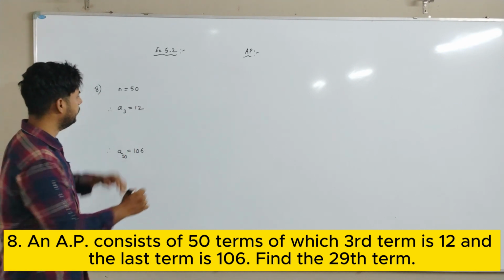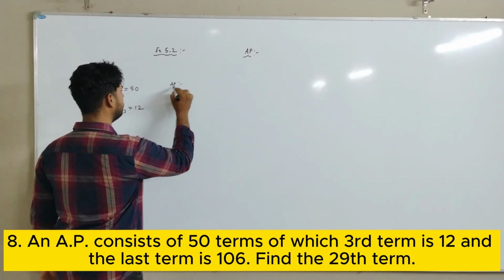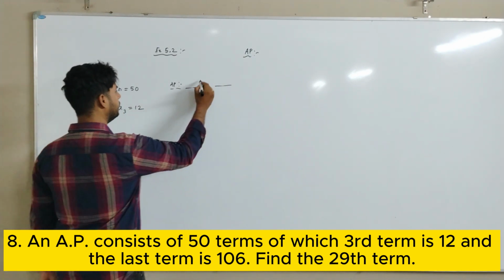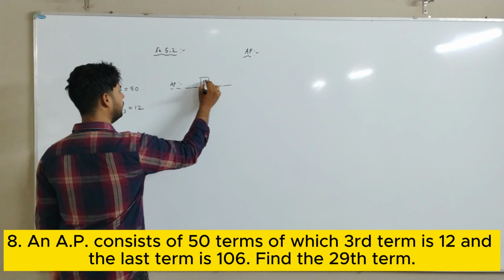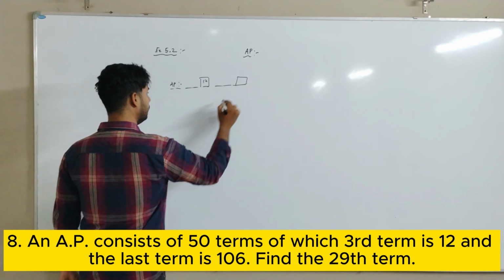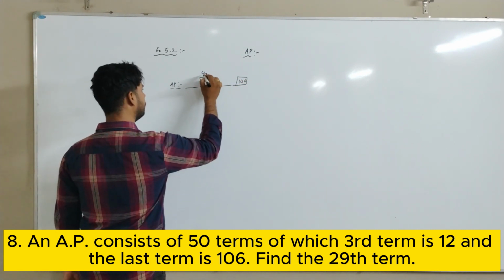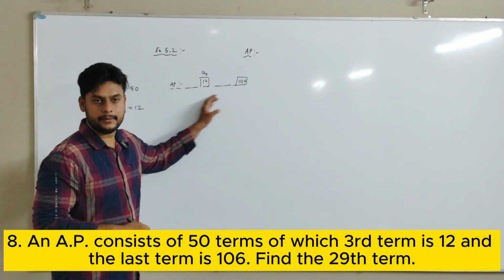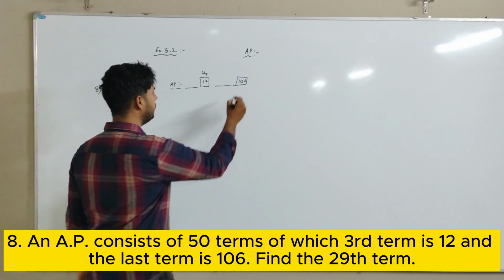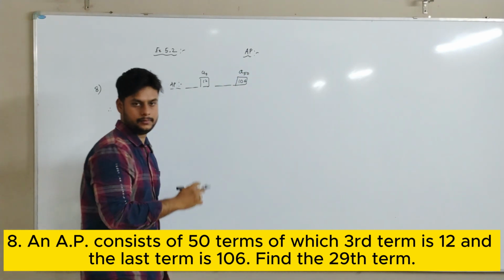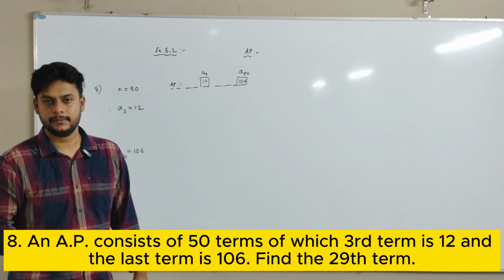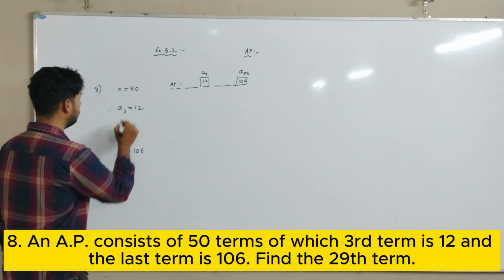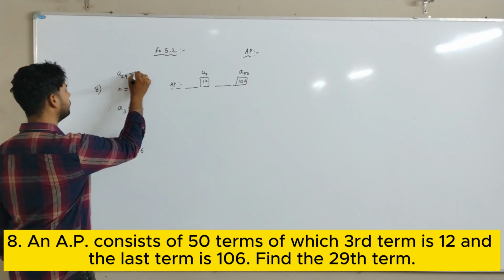There is an AP. We don't know which AP it is. There is a sequence, some numbers going on, in which I know the third number is 12 and the last number is 106. A3 is 12, the last number is 106, and the total number of terms is 50, so the last term will be A50. I should find the 29th term. So I should find A29 is equal to question mark.